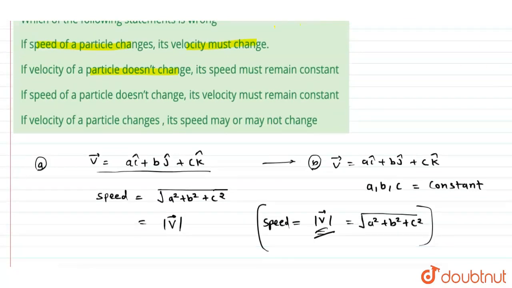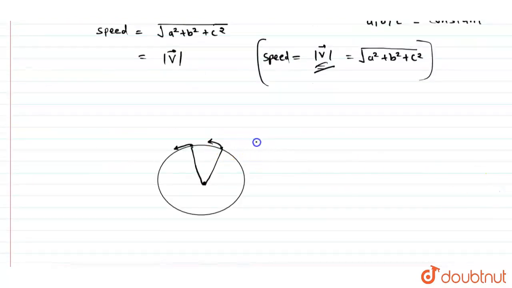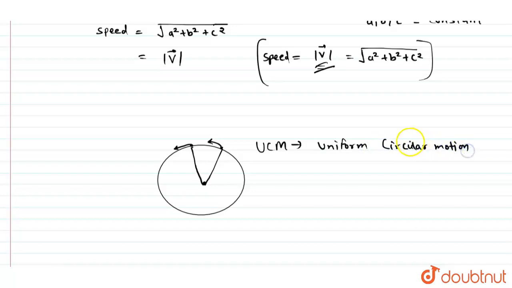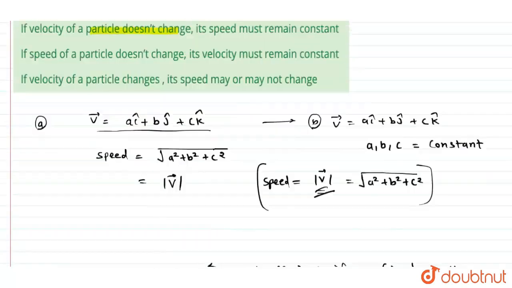So here let us write UCM, which means uniform circular motion. Uniform circular motion is the best example of this, in which the speed remains constant and the velocity changes, because the direction of the body changes with time.